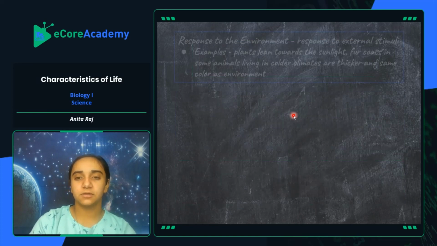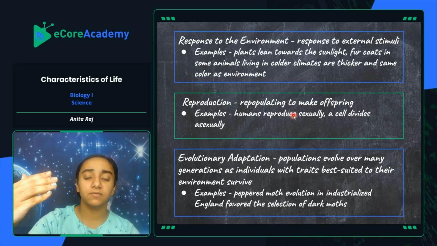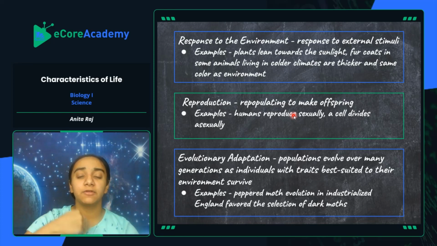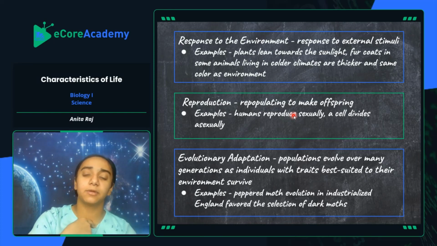Okay, so let's go to the last slide. The next characteristic of life is response to the environment. So, response to external stimuli. Response to the environment means pretty much if something is happening in the environment, to be living, you have to respond to that. If something stimulates your attention, or stimulates some bodily process, you have to respond.